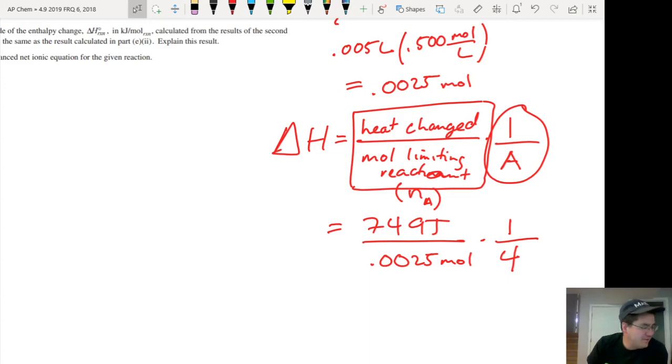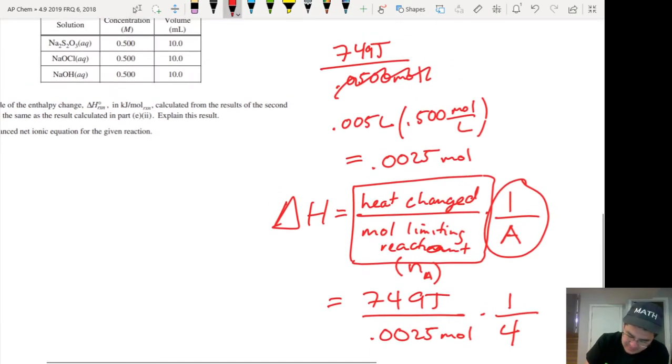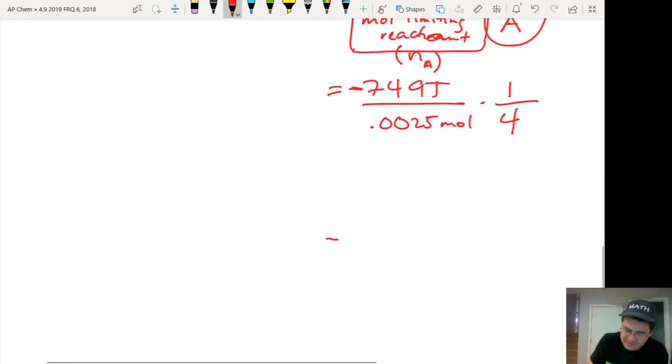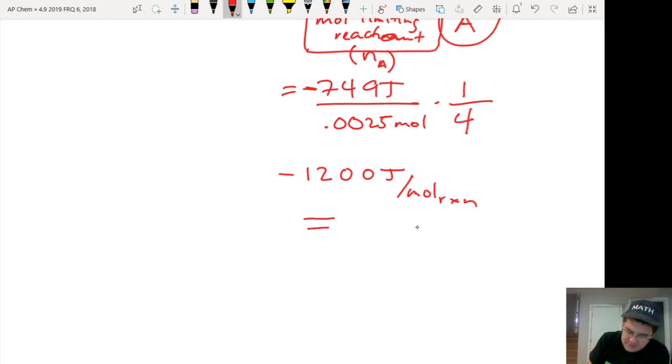They also made sure to flip the sign, because I'm going too fast, and they ended up with, what does it come out to? Negative 120... Yeah, there you go. Joules per mole of reaction, which is equal to negative 1.20, is how they wrote it.